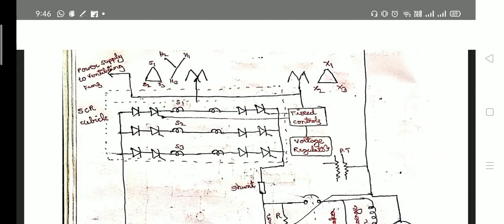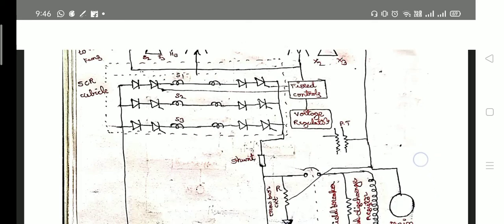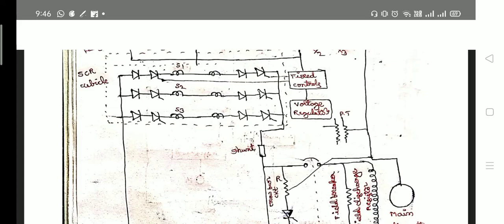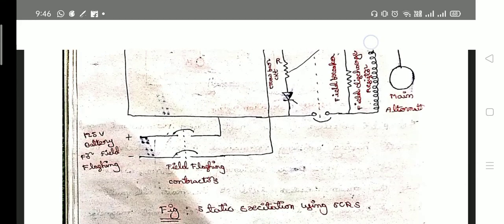We can provide excellent dynamic performance characteristics in this static excitation system, and stability is also good. We can reduce the operating cost, and we can avoid the losses, windage losses, and maintenance also. Okay, all these problems will be eliminated in this static excitation system.